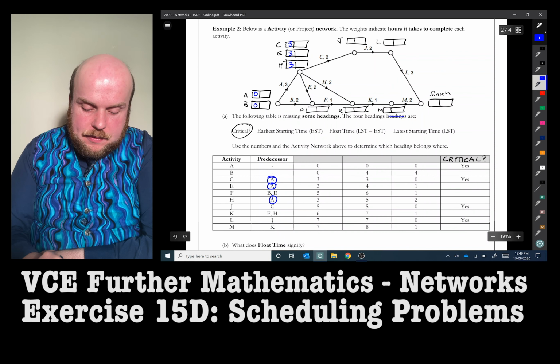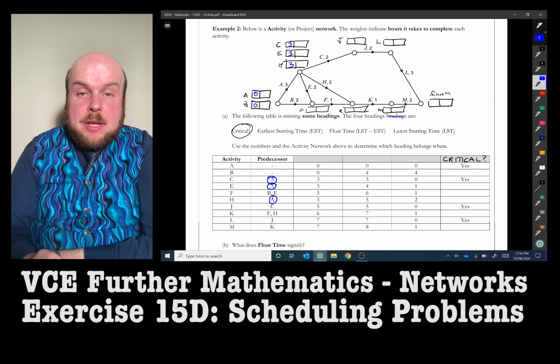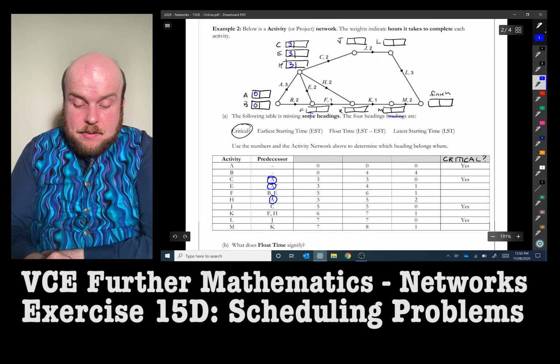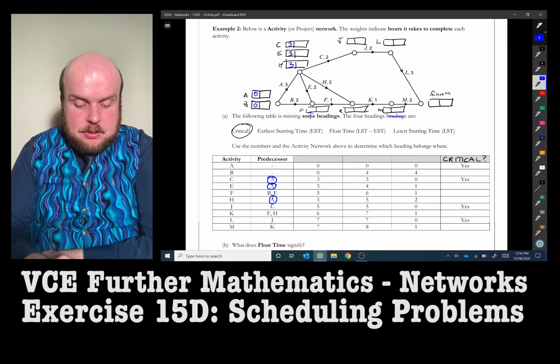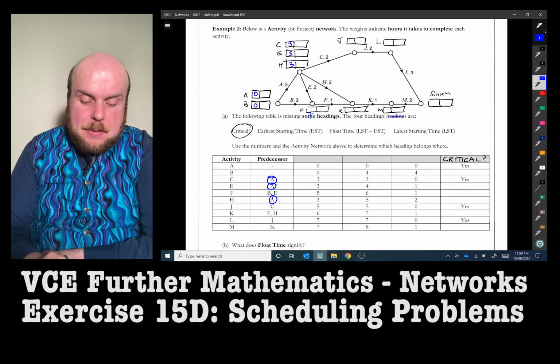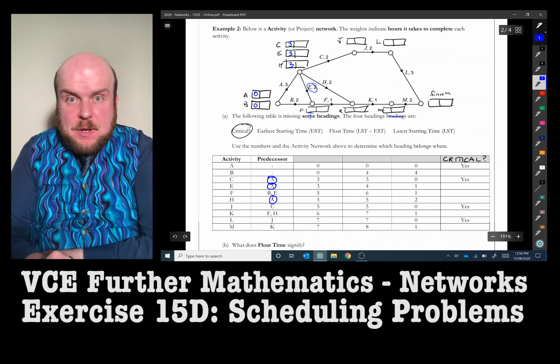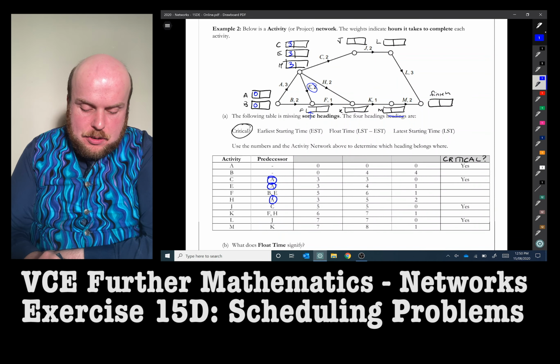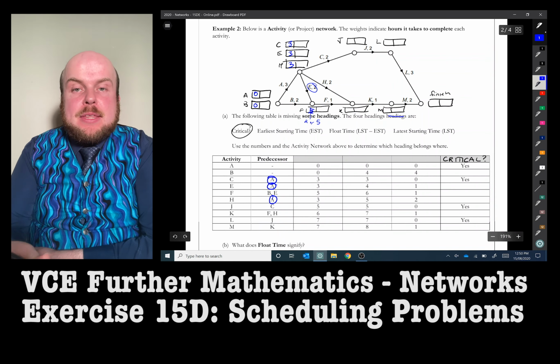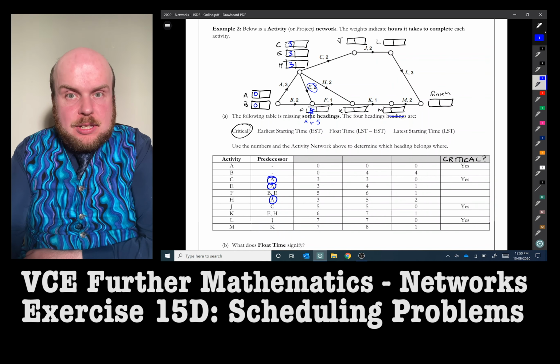For activity F, we have two predecessors, which are B and E. B takes 2 hours, so 0 plus 2 hours is 2. But in order for E to be completed, we need to do 3 plus 2, because A has to be completed first. So we have the choice of 2 or 5. That's going to be a 5. Remember that everything is as slow as the slowest predecessor.